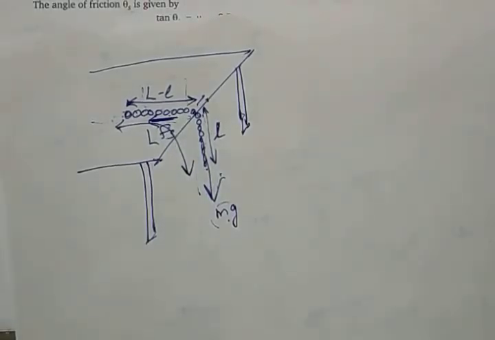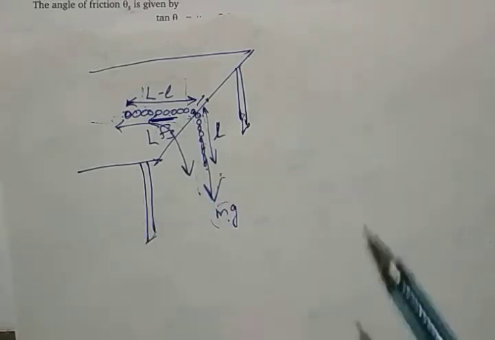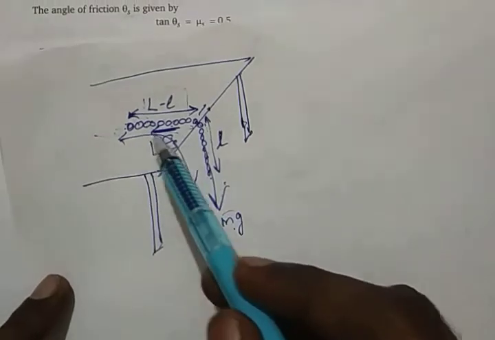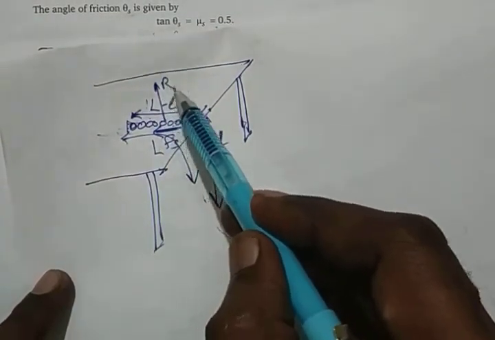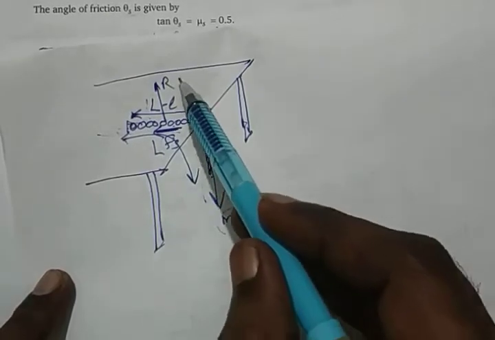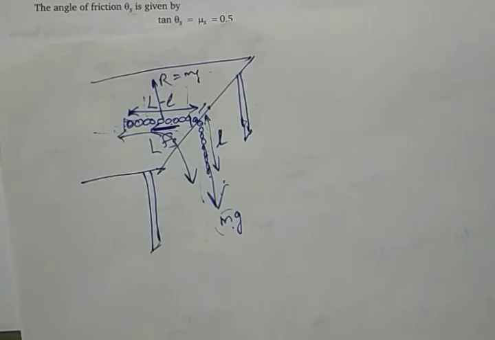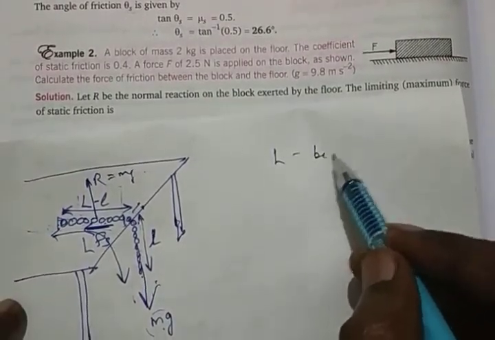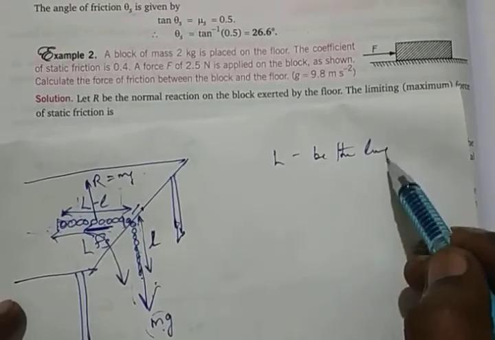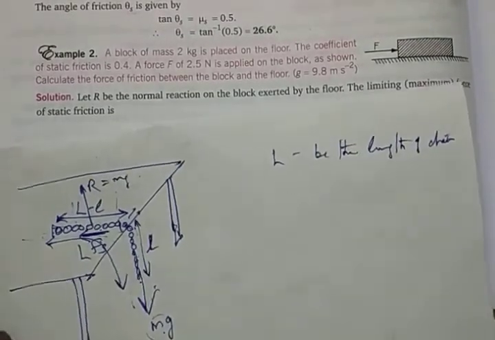So it is very simple to figure out. This much will have its own normal reaction here, so that's going to be equal to m into g. So accordingly we can find it out. Write down first of all: let capital L be the length of the chain. Capital L is the length of the chain.